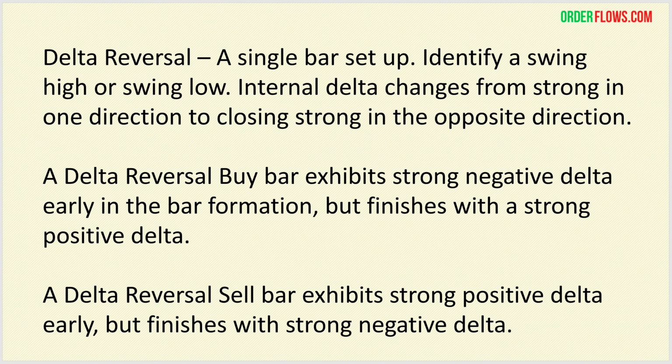Now, delta reversal. This is the last one I'm going to talk about. Delta reversal is a single bar setup, and it identifies a swing high or swing low. The internal delta changes from strong in one direction to closing strong in the opposite direction. It's a single bar setup, remember that. The delta reversal buy exhibits strong negative delta early in the bar formation, but finishes with a strong positive delta. A delta reversal sell exhibits strong positive delta early, but finishes with strong negative delta.